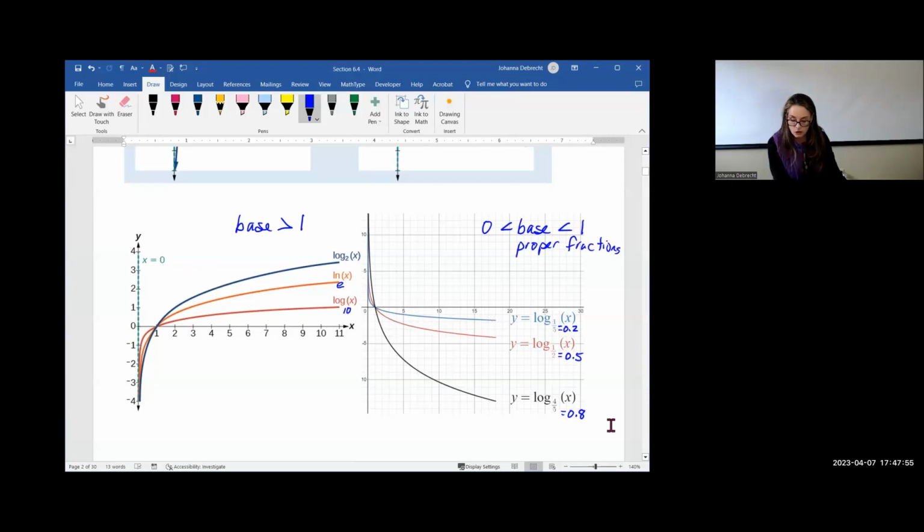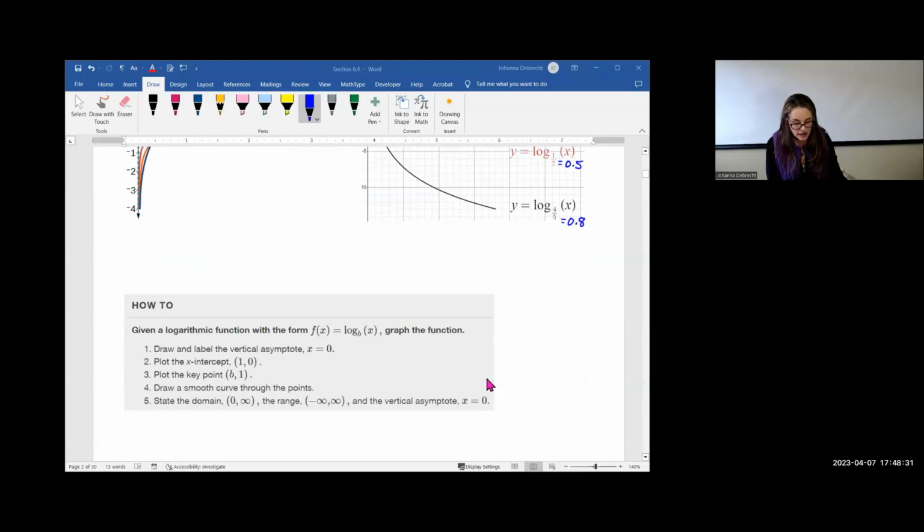Over here, it was the larger base on the left that made it more compressed vertically. And over here, it's the smallest base that makes it compressed. So one way of thinking about it is when the value of the base is getting closer to one from either side, it's stretching the graph out. So these go 10, e, 2. It's getting closer to one, so it's stretching up. And this is 1/5, 1/2, 4/5. It's getting closer to one. As it gets closer to one, it stretches the graph out.